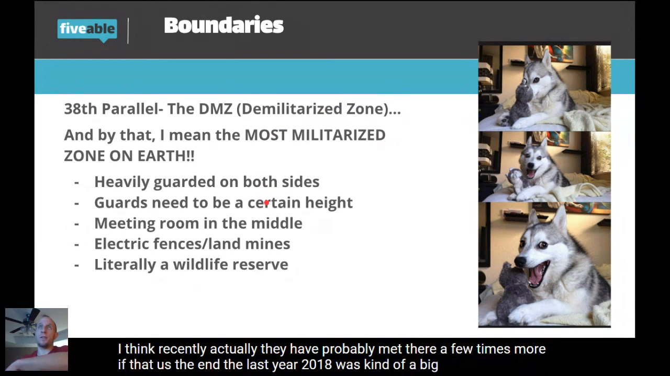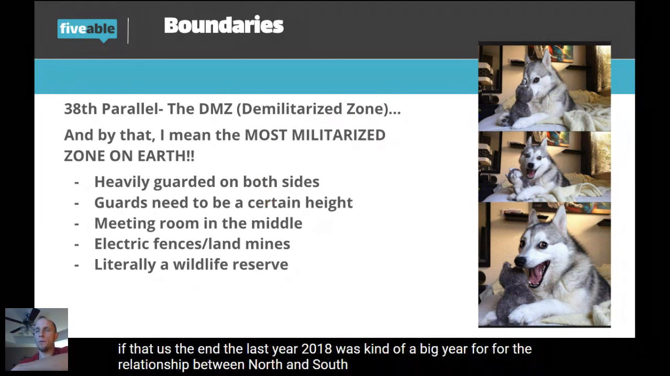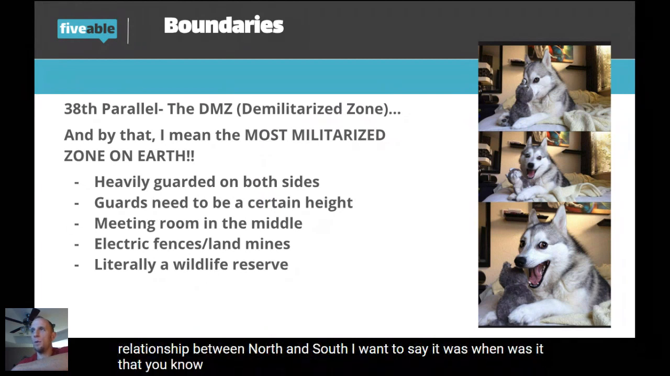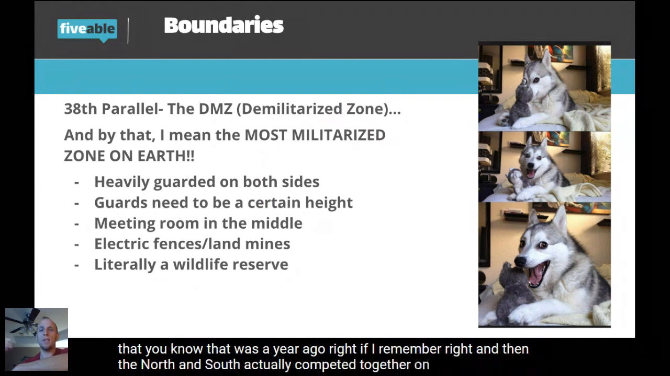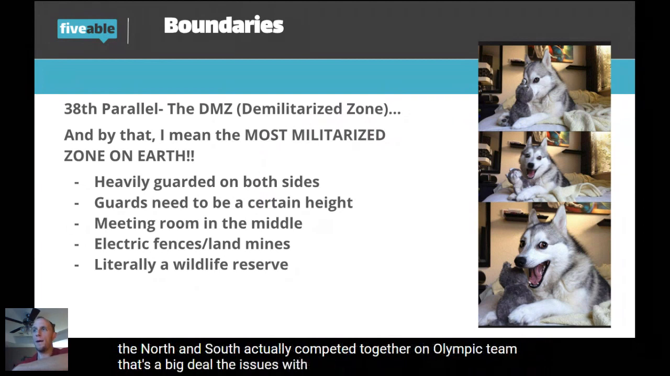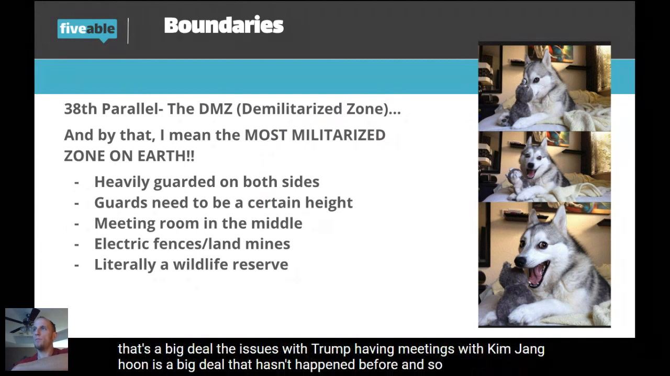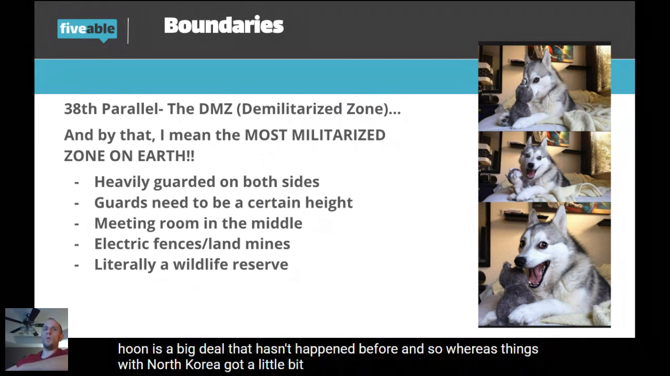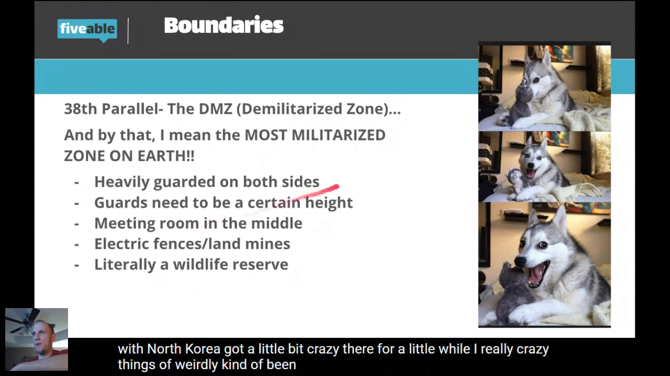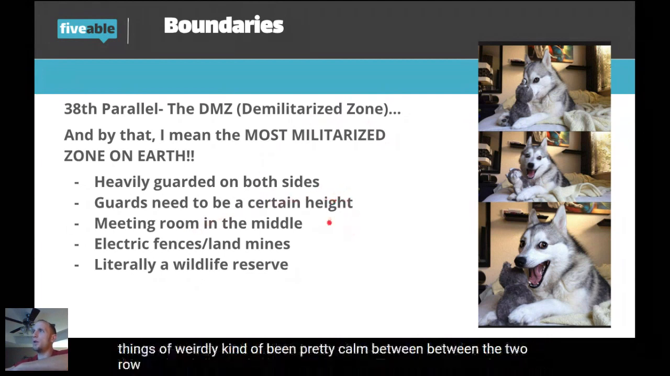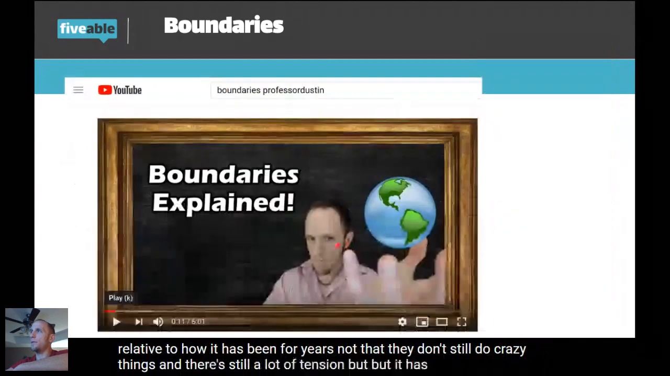In fact, in the last year, 2018 was a big year for the relationship between North and South. The Winter Olympics was a year ago, if I remember right, and the North and South actually competed together on an Olympic team. That's a big deal. Trump having meetings with Kim Jong-un is a big deal that hasn't happened before. Things with North Korea got really crazy for a little while, but things have weirdly been pretty calm between the two relative to how it has been for years. Not that they don't still do crazy things and that there's still a lot of tension, but it has gotten better.